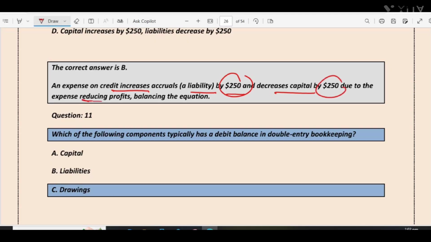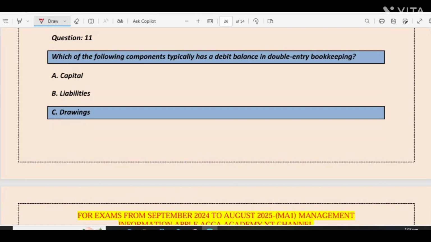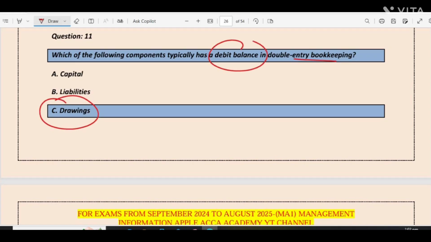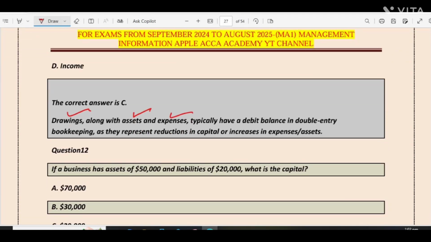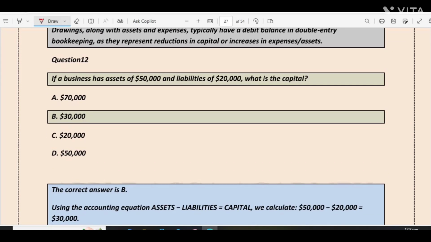Clear? Now let's move to another topic, MCQs. Which of the following accounts typically has a debit balance in double entry bookkeeping? The answer is drawing. There are three components that typically have a debit balance: drawing, assets, and expenses. These are typically debit balance when they are increasing. Clear?